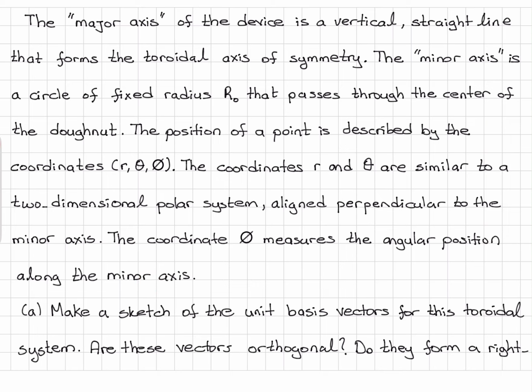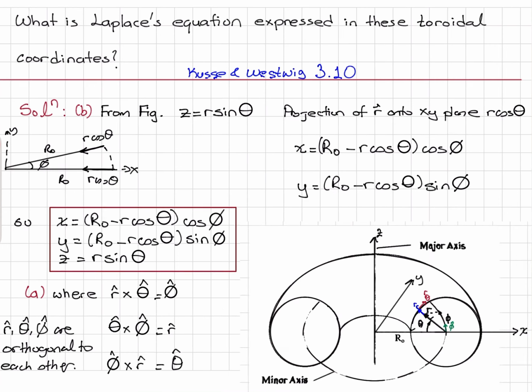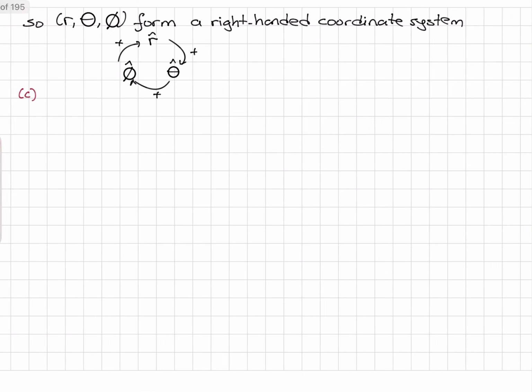So we have already sketched the unit basis vectors and found that this is a right-handed coordinate system. We obtained the transformation equations between toroidal and Cartesian coordinates. Now in part C, obtain h_i, the scale factors for the toroidal system. Okay, so how do I obtain the scale factors?